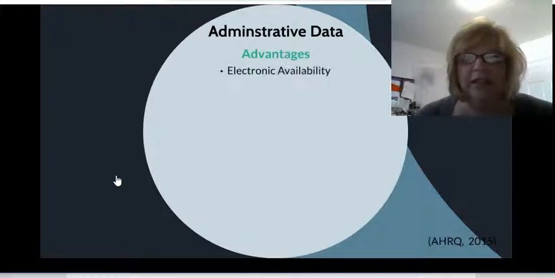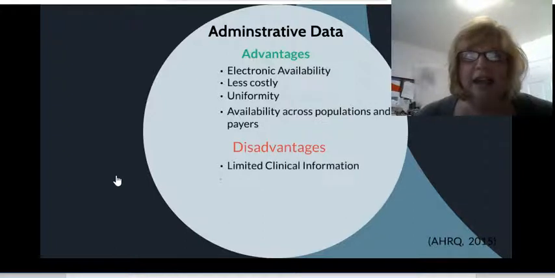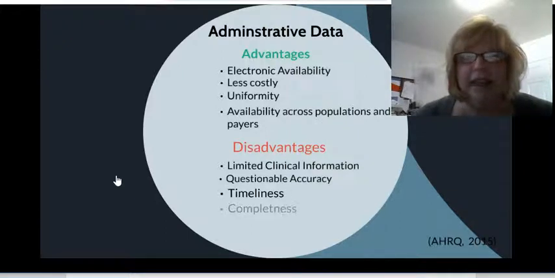Advantages include the electronic availability. They are less costly in obtaining than medical record data. They are widely available, and there is a uniformity across coding systems and practices. Disadvantages of administrative data are that it contains limited clinical information and has questionable accuracy. This is due to the primary purpose being for billing, and the completeness and timeliness of information are also questionable.